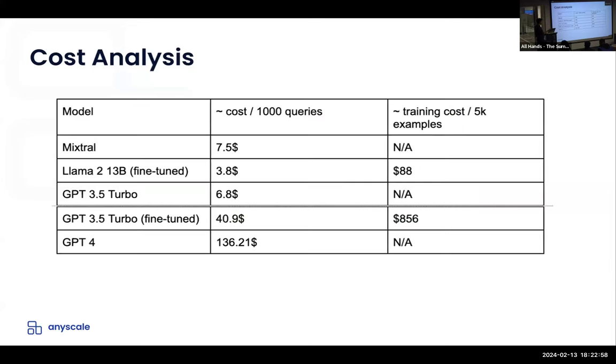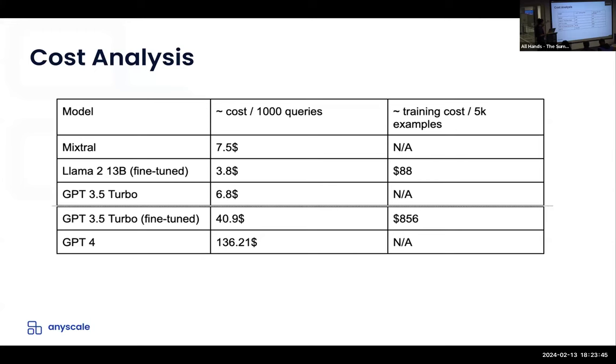More interesting than the performance is the amount of money that you have to pay to actually get these results, right? This is showing how much we have to spend on training costs for 5,000 examples, and then how much money you have to spend for querying across 16K context length for 1,000 queries. Mixtral and GPT 3.5 end up being on the inference side almost 2x more expensive than the Llama 2 13B after you fine-tune them. These numbers essentially come from the token-based pricing on Anyscale endpoints, and for other providers like OpenAI, we get it from their website.